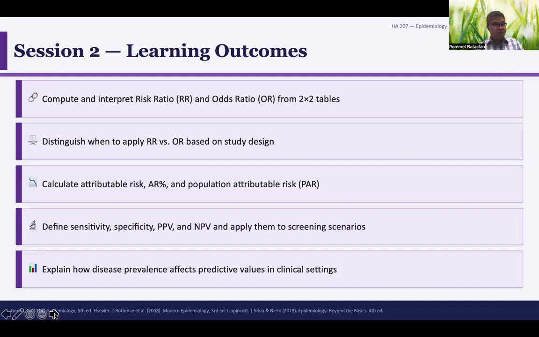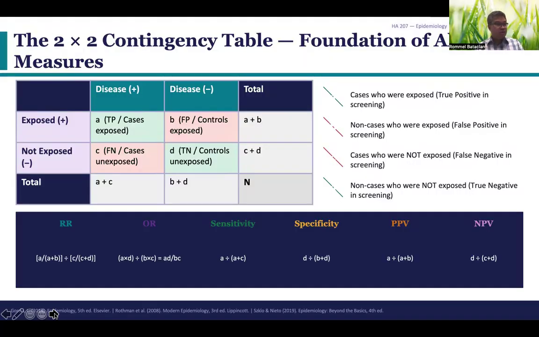And finally, we will explain how disease prevalence affects the positive and negative predictive values. This is the concept that most students find very difficult, but hopefully I can explain it in a more practical sense that you can use in clinical settings. Everything we do today will be derived from one simple table.